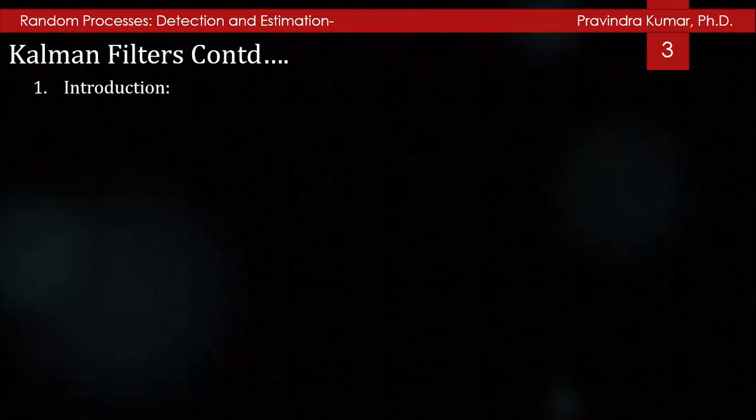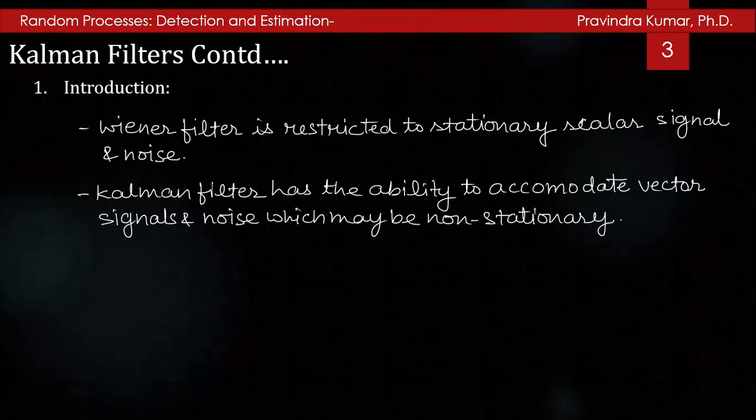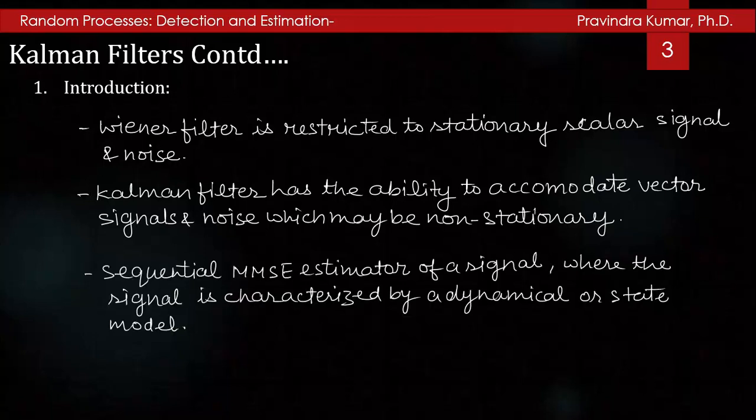We have discussed the Wiener filter in the previous lecture. Wiener filter is restricted to stationary scalar signals and noise. In contrast to the Wiener filter, the Kalman filter has the ability to accommodate vector signal and noise, which additionally may be non-stationary. It may be thought of as a sequential MMSE estimator of a signal in the presence of noise, where the signal is characterized by the dynamical or state model.